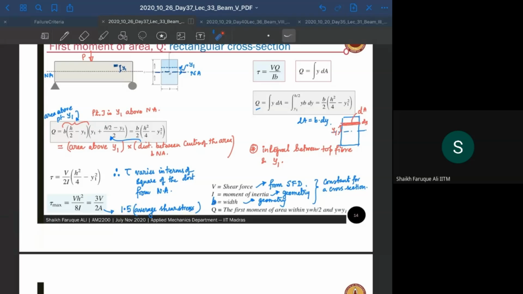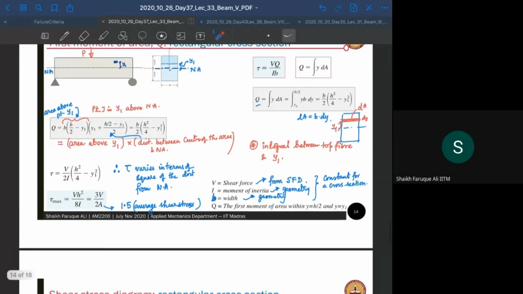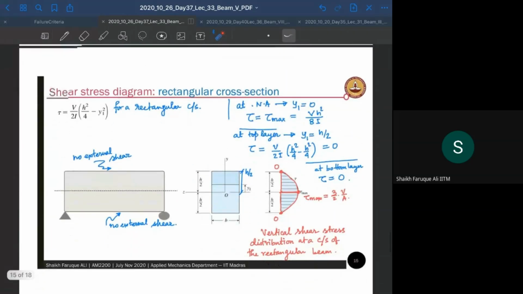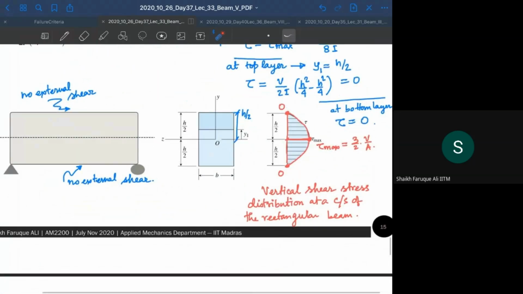So what is average shear stress? Average shear stress, total area here is A, right? Your shear force acting here is V on the surface. So average shear stress is going to be V by A, right? But this is 1.5 times V by A. So your maximum shear stress is more than your average shear stress here in this case in the cross section area. Okay. Now if you draw that, the drawing is going to look like this.